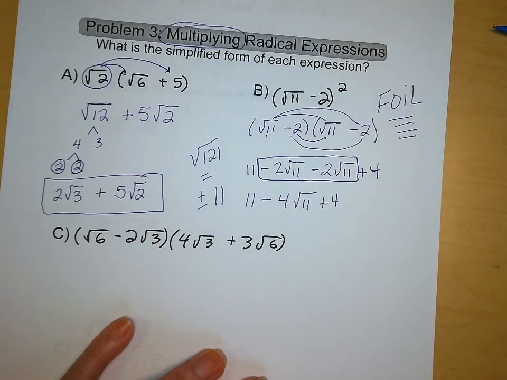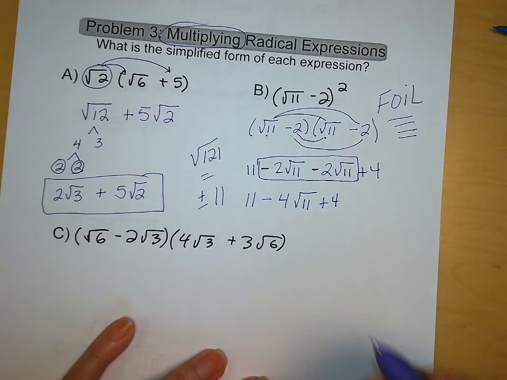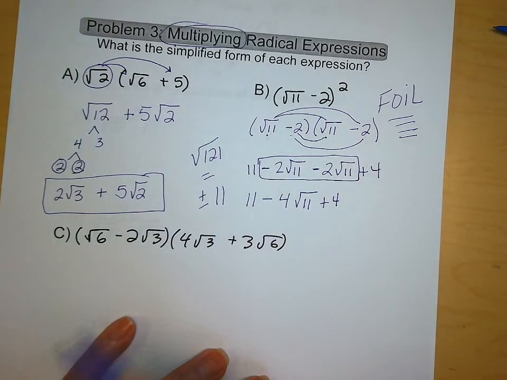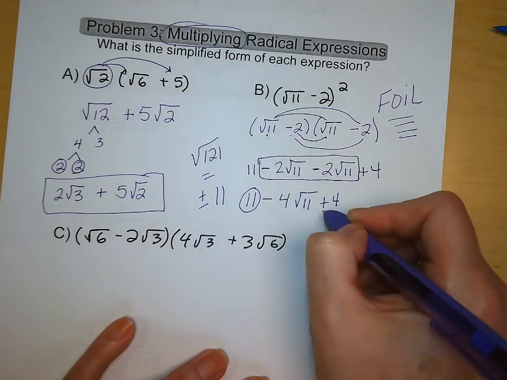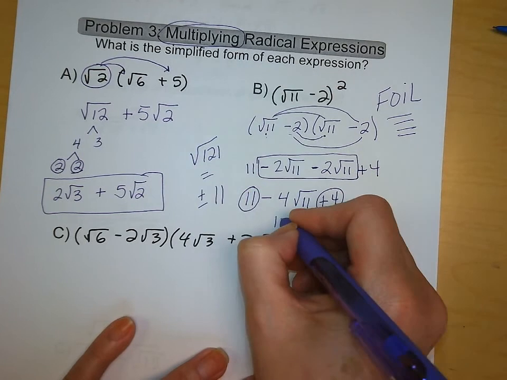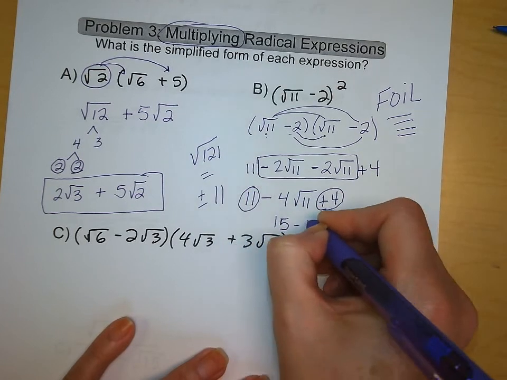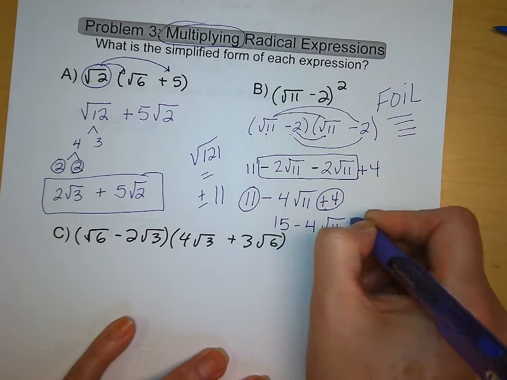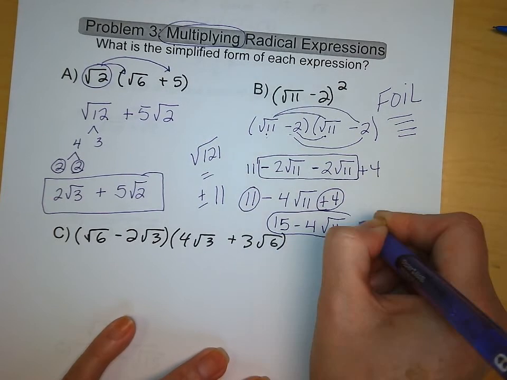And we can just combine our like terms. 11 plus 4 is 15. Minus 4 square root of 11. And that's as simplified as we can go.